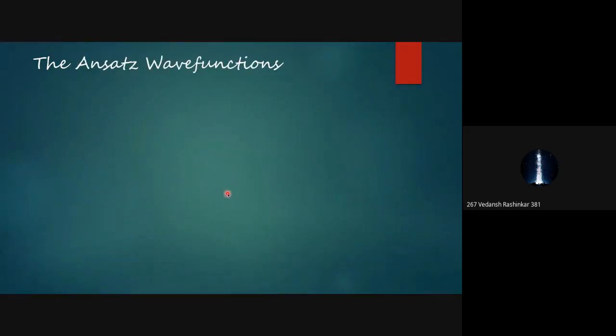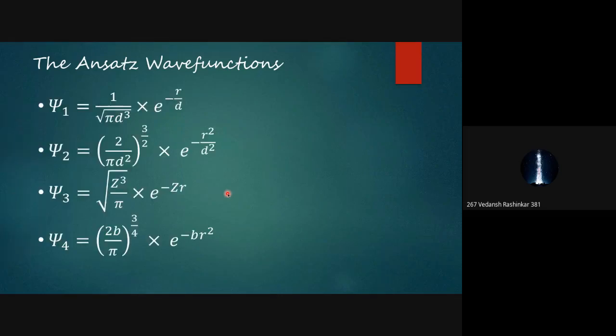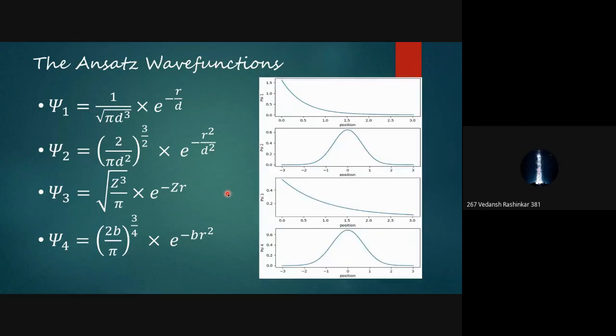The ansatz wave functions we chose here are psi1, psi2, psi3 and psi4 respectively. Here psi1 and psi3 are exponentially damping wave functions, as we can see from the plots, and psi2 and psi4 are Gaussian wave functions. As we know a lot about the hydrogen atom, psi1 shown here is the exact wave function for the ground state of the hydrogen atom. Therefore, we will verify whether this wave function is correct or not. So, handing over to you.